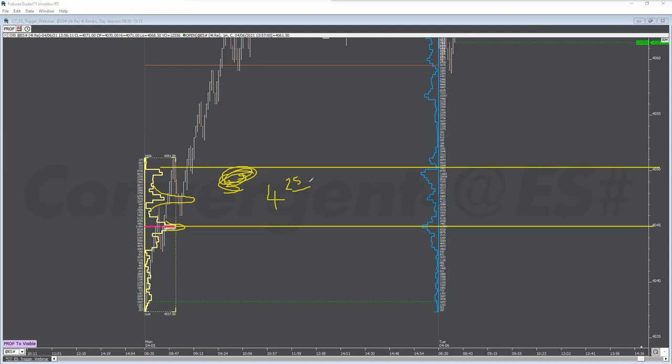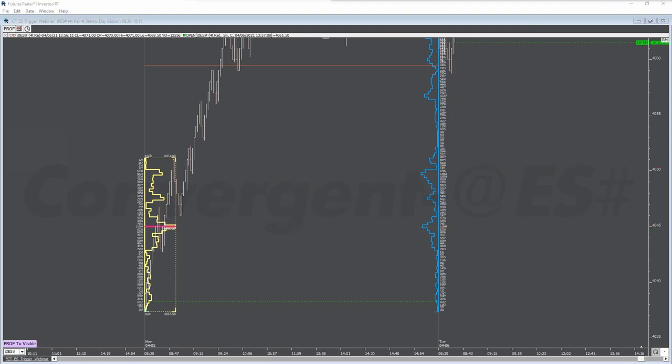And if it gets down into the point of control and starts visiting the other side, I'm out. I'm not waiting for the entire stop. Because if I'm correct that there's a break here, it should not, and I use the words should not lightly, very, very lightly here, it's not expected to get through all of this volume that was formed in this point of control, which should be backing my trade up. Okay, might have lost you there, but that's the ideal situation.